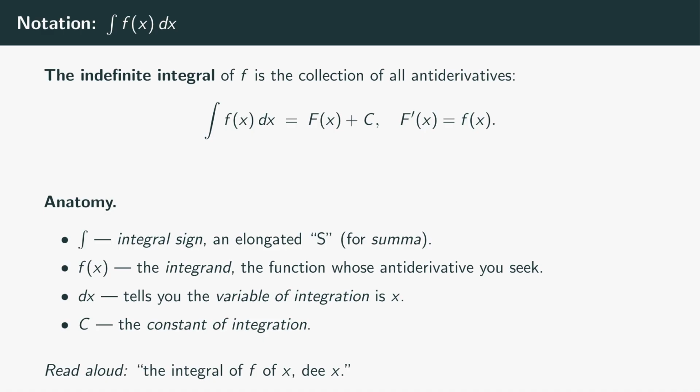4 pieces. The integral sign is Leibniz's from 1675. He picked it because the integral was going to turn out to be a sum, an infinite sum of infinitesimal pieces, which he hadn't yet worked out the details of, and the elongated s stood for summa, Latin for sum.